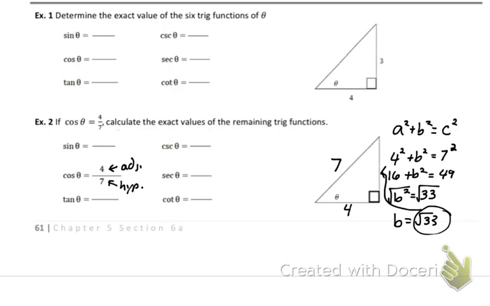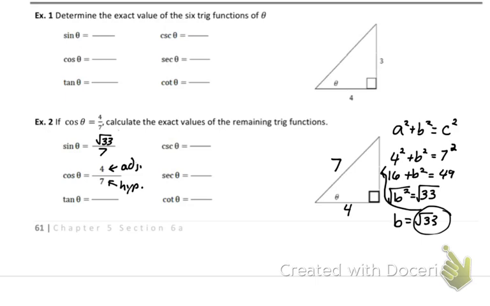Now what we have to do is fill in. We just have 3 values, and we just need to know where each of these go into these given things. So sine, SOHCAHTOA, means opposite over hypotenuse. Our opposite is the one straight across, so that's square root of 33, over our hypotenuse is 7. So that's square root of 33 over 7.